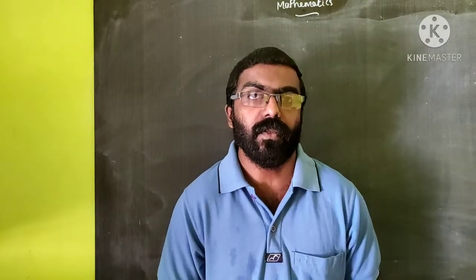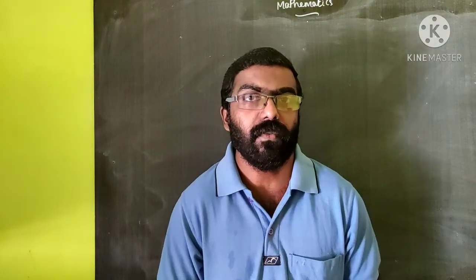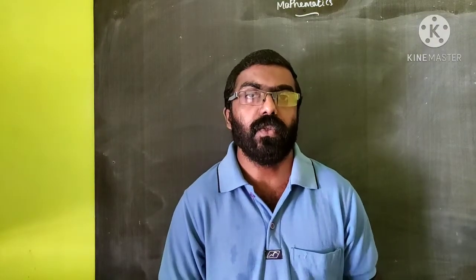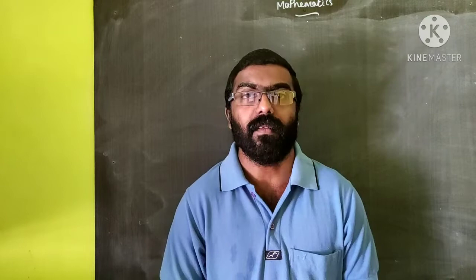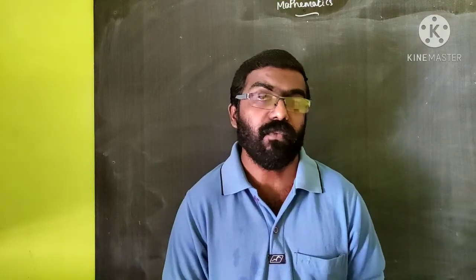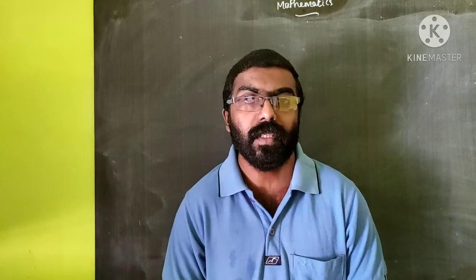Today we shall start a new topic, chapter 12 of NCERT class 9 mathematics textbook, Heron's formula. Heron's formula is used to find the area of a triangle. We already have a formula to find the area of a triangle, half BH, that is, half into base into height.